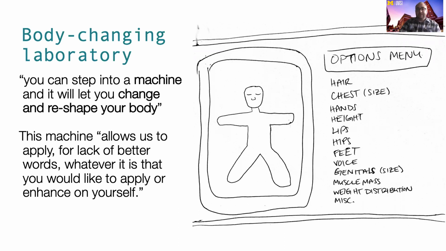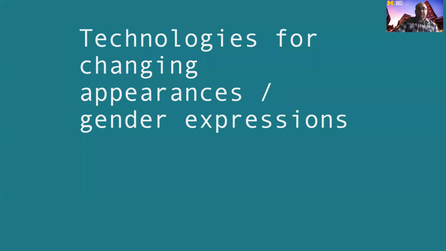So while this design idea is clearly very speculative and may not be technologically feasible, it provides important insight into the need to give trans people more control and agency over transition-related healthcare needs. The next category is technologies for changing appearances and gender expressions.